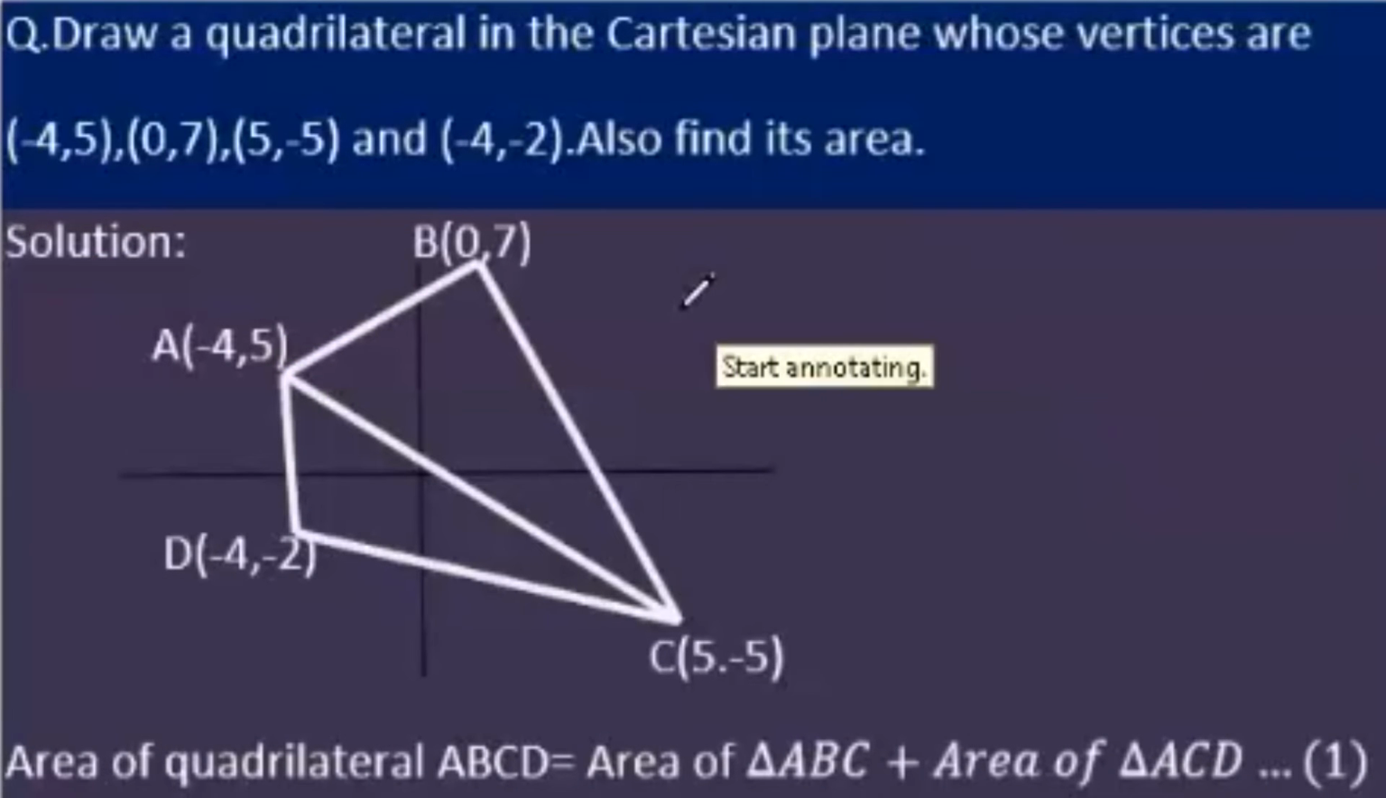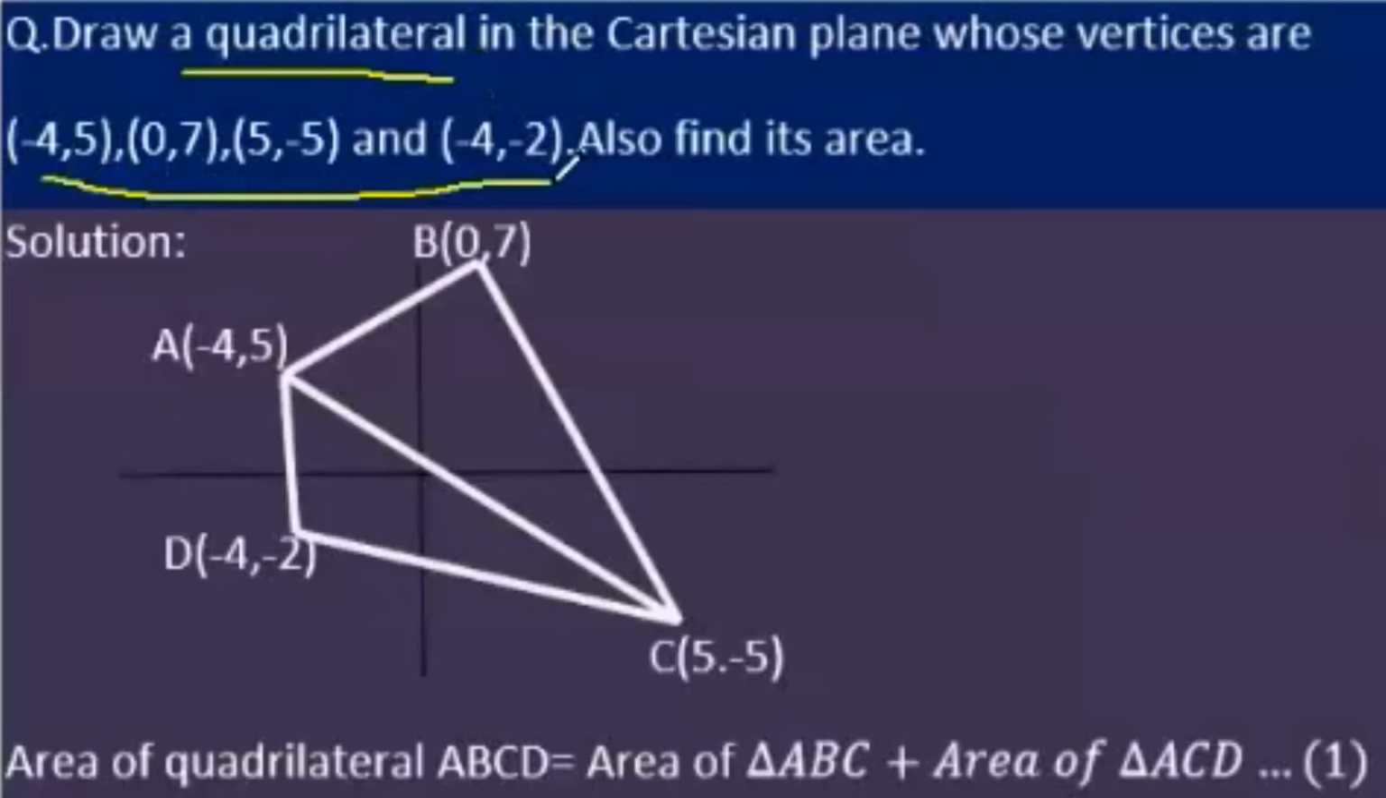Hello students, today we'll solve some questions of a straight line. The first one is: draw a quadrilateral in the Cartesian plane whose vertices are (-4, 5), (0, 7), (5, -5) and (-4, -2). So these 4 points are given.